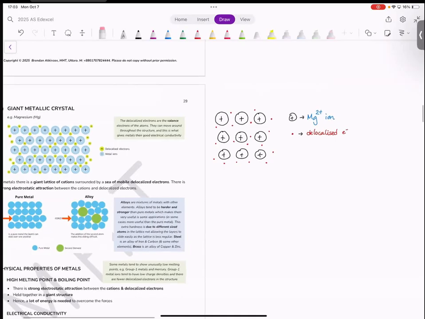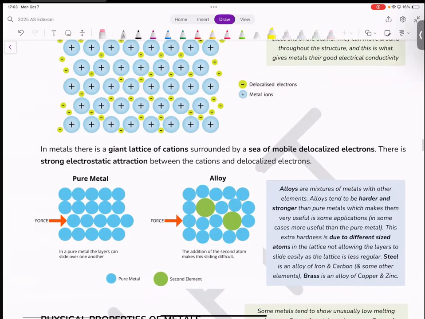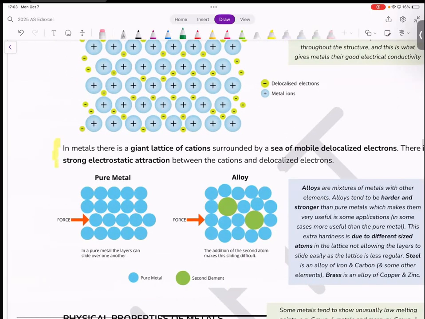Done? Shall we go next. So the delocalized electrons are the valence electrons of the atoms. They can move around throughout the structure, and this is what gives metals their good electrical conductivity. In metals, this is the structure answer again. The first paragraph is always the structure answer in these notes.